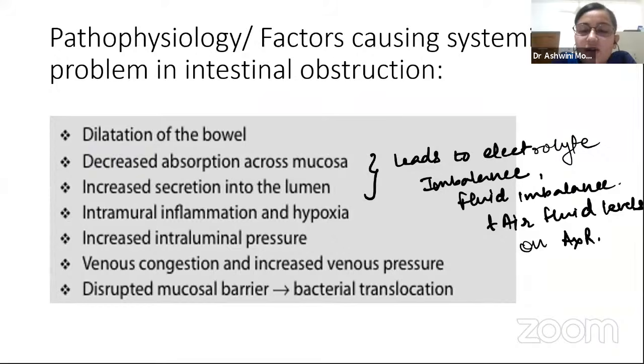This decreased absorption across the mucosa and increased secretion will lead to electrolyte imbalance, and fluid retention will also cause fluid imbalance. Due to the collection of fluid and gas inside the proximal loop, there will be air fluid levels, due to decreased absorption and increased secretion into the lumen. This will cause air fluid levels inside the bowel loop.